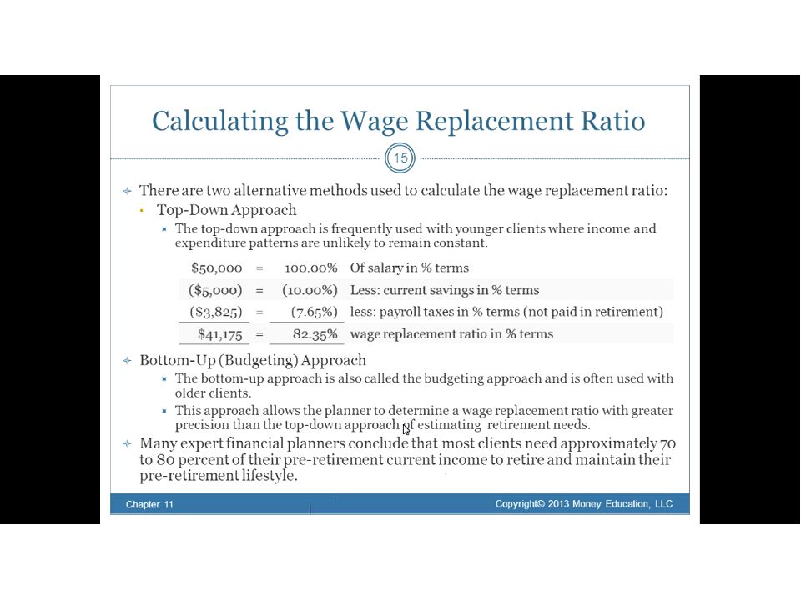We can say, okay, $50,000. If I make $50,000, I'm going to subtract out the amount that I saved for retirement. So I save $5,000 a year for retirement. That goes to $45,000. The payroll taxes that go towards Social Security, I'm not going to have those taken out of my check. Again, if we're thinking in gross terms, that's going to take me down to $41,175. So if I spend the same on everything else, my wage replacement ratio is 82.35%.